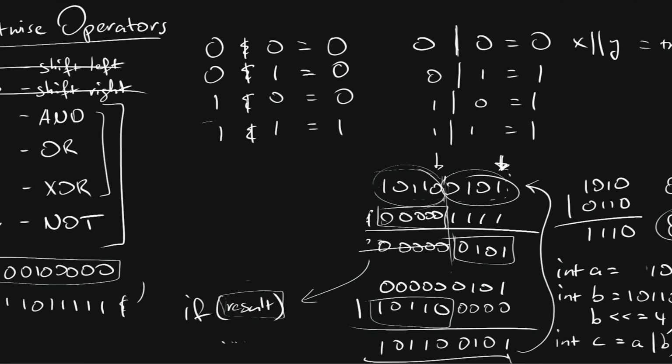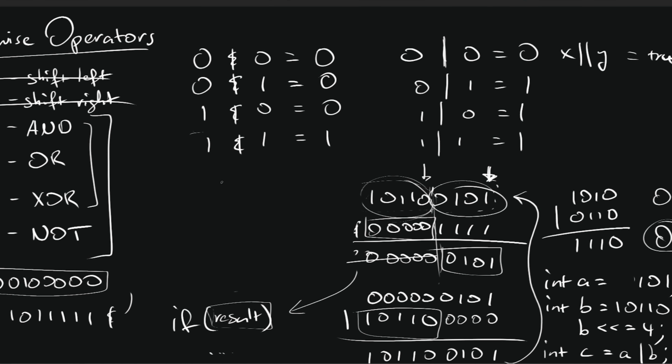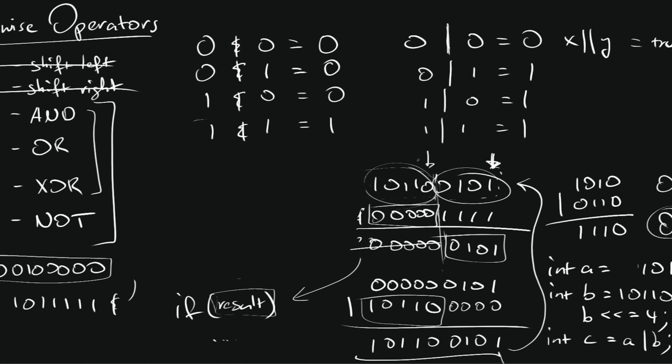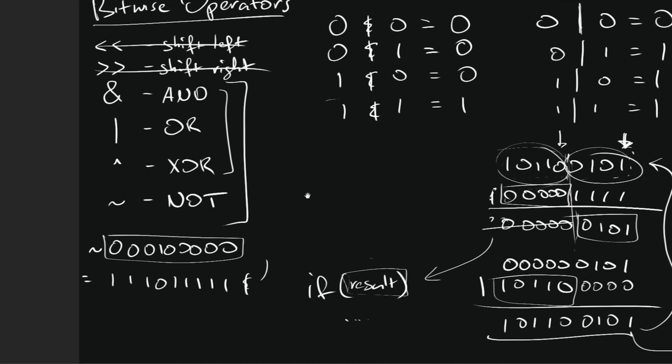AND will always return 0 if they're different, or OR will always return 1 if they're different. But we don't have something that will specifically give us a 1 if they are different, because obviously AND will give us a 1 if they're the same, or OR will give us a 1 if they're the same. I want something that gives me 0 if they're the same and 1 if they're different, and that's what XOR does.